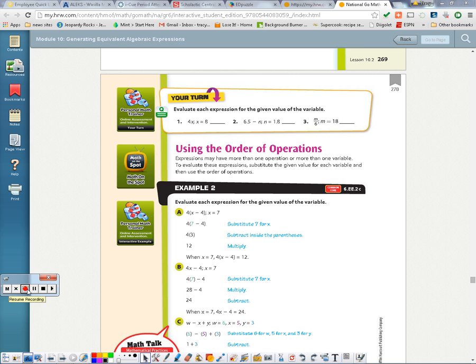Okay, let's go through and do number 1. 4x and x equals 8. So we know that 4x is 4 times x. We're going to plug in 4 times 8. What's 4 times 8? 32.